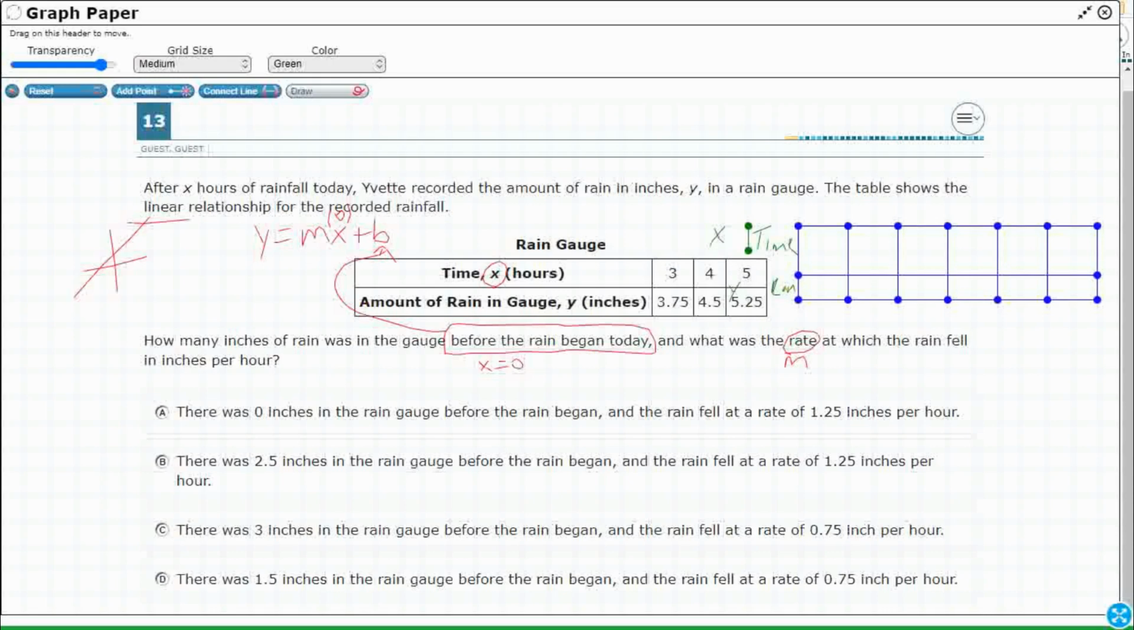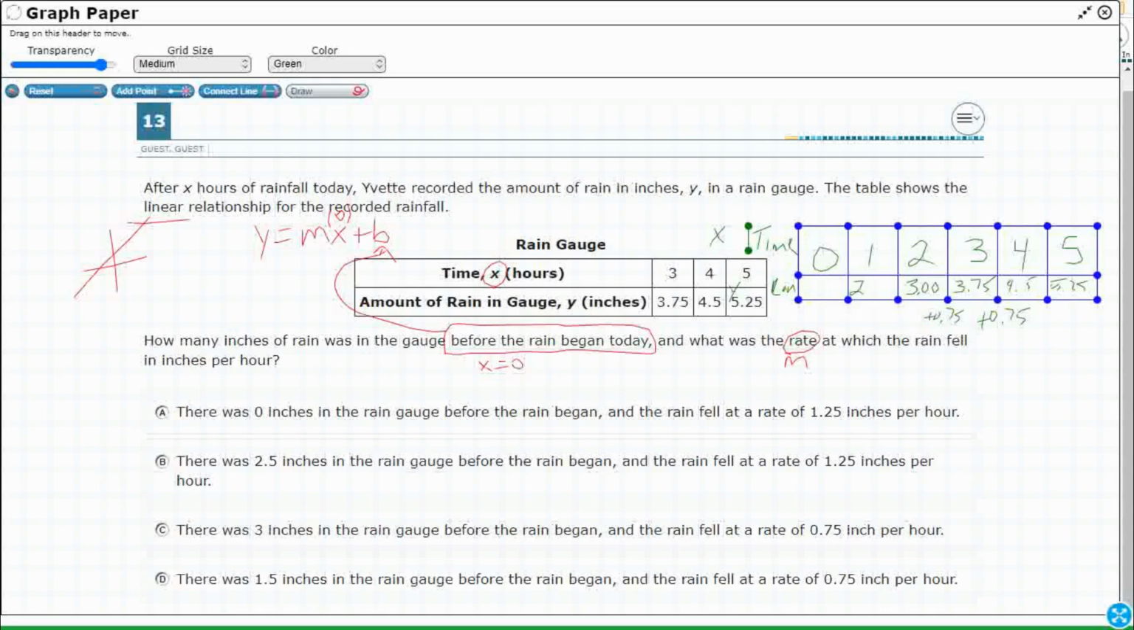But what they gave us here was a 5, a 4, and a 3. So you get your 3.75, you get your 4.5, you get your 5.25. Well, this is asking how many inches of rain was in the gauge before the rain began today. That's x equals 0. So let's back this up: 2, 1, 0. So what's the rate here? Well, it's going up by 0.75. So all I need to do is go down by 0.75. If I subtract 0.75, I'm going to get 3.00.